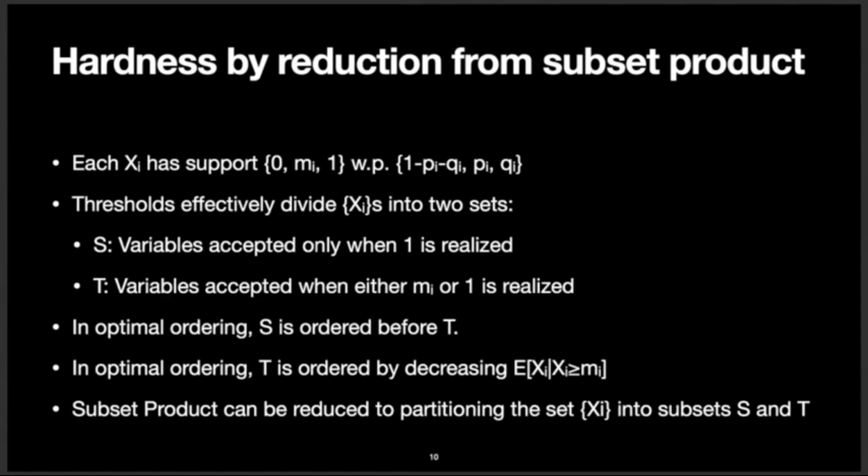And we can show that in an optimal ordering, we always examine the variables in S before T. And also the variables in T are ordered by decreasing conditional expectation. And this is from our 2-point result. And so we show that subset product can be reduced to actually deciding whether to place the variables xi into S or T. So it reduces to this partitioning problem. And in fact, in the details of the proof, it requires carefully setting the values for mi, pi, and qi.